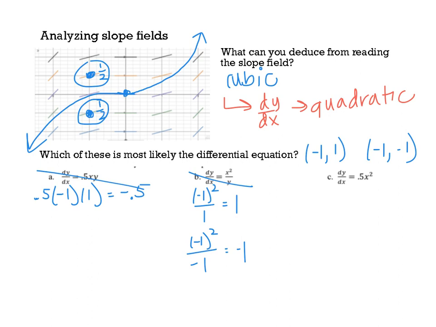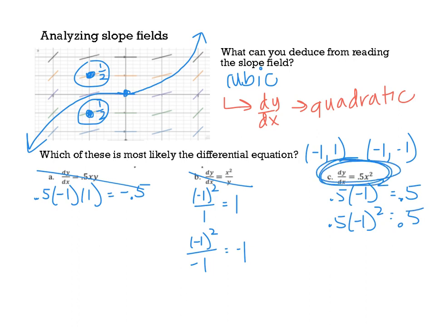Let's just double check and make sure. 0.5 times -1 squared. So that's going to be +1/2. And then at the other point, it should be the same value because x is -1 there as well. So this slope field represents this differential equation.